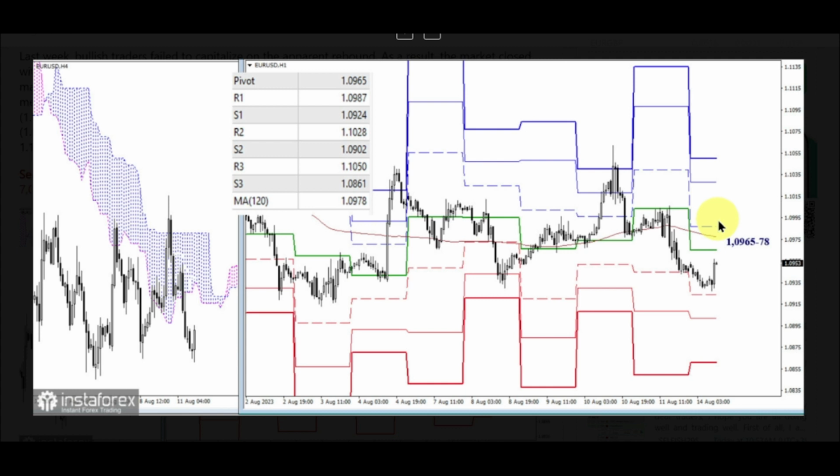Further recovery of bullish positions during the day is possible after surpassing resistance of classic pivot points 1.0987, 1.1028 and 1.1050.